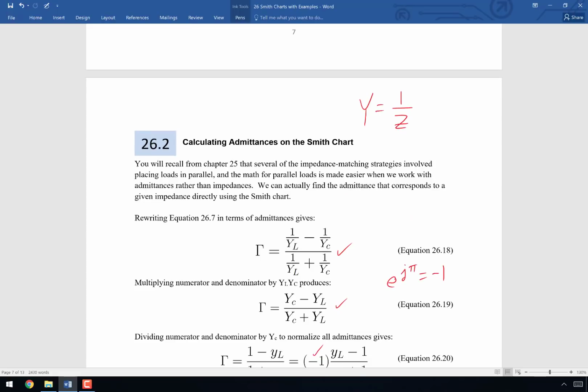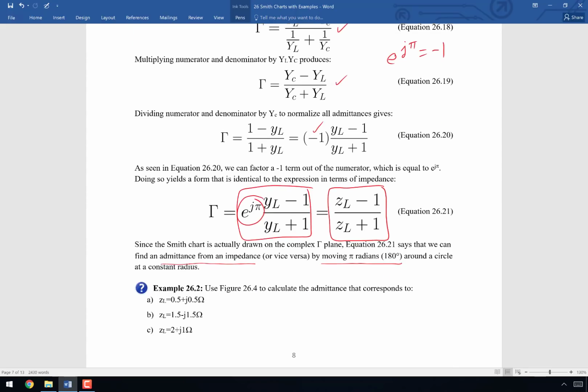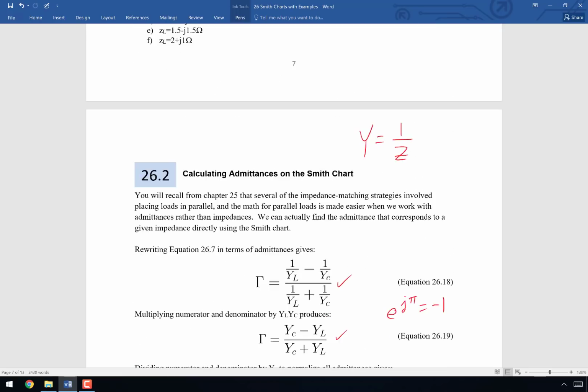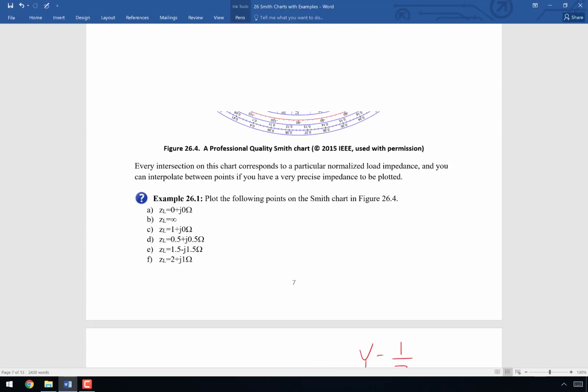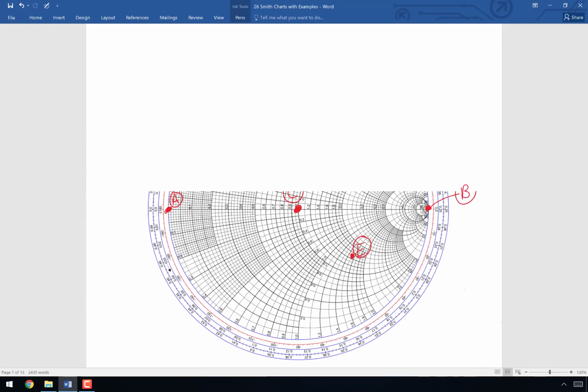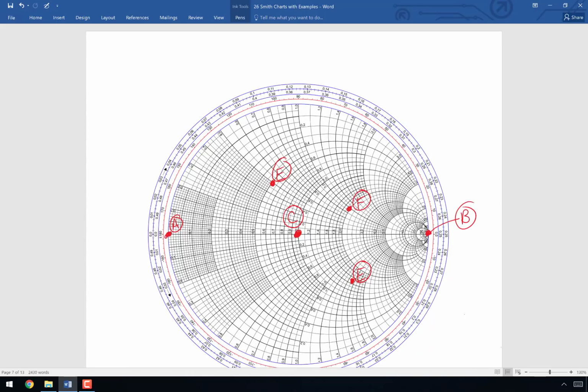So I have example 26.2, which is asking me to take 3 of the points that I just drew and find the admittance that corresponds to those points. So let's come back up here, and we're going to have 0.5 plus j0.5. Let's remember which one that was. That's going to be point E right here.